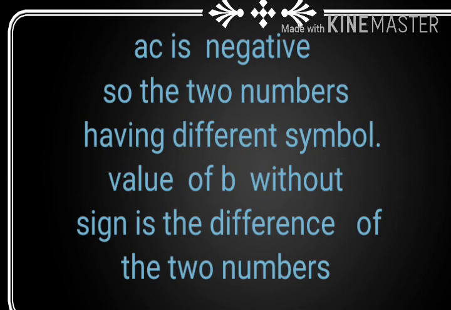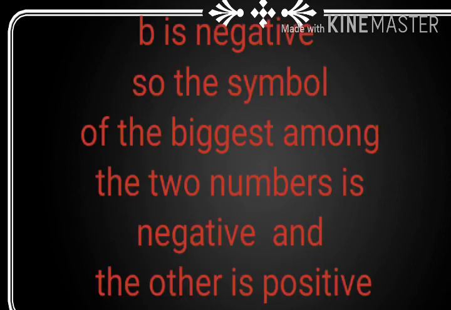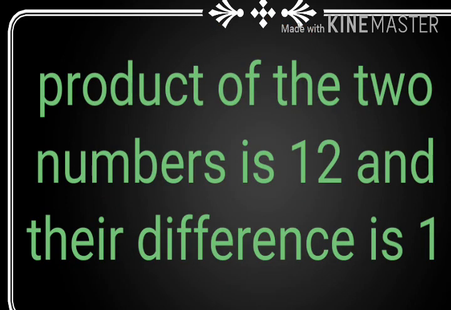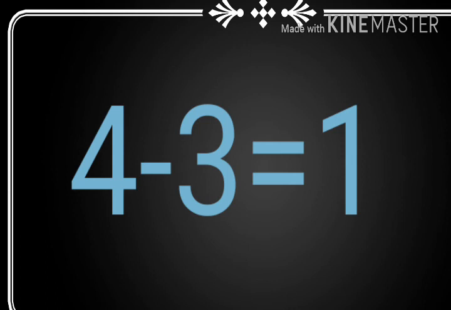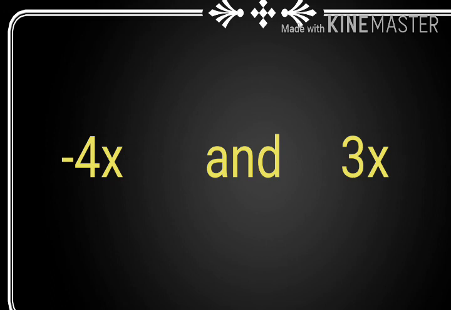So we know that the two numbers have different signs, positive and negative. Then the magnitude of B is the difference of the two numbers and the sign of B is the biggest number's sign. So here the product of two numbers is 12, the difference of the same two numbers is 1, the biggest has the negative sign, the smallest positive. So which are such numbers? Product 12, difference 1, that is 4 and 3. The biggest has the negative sign, so minus 4 and positive 3.